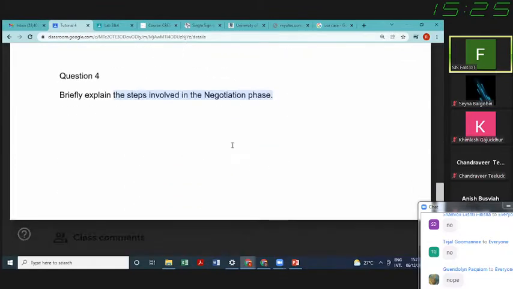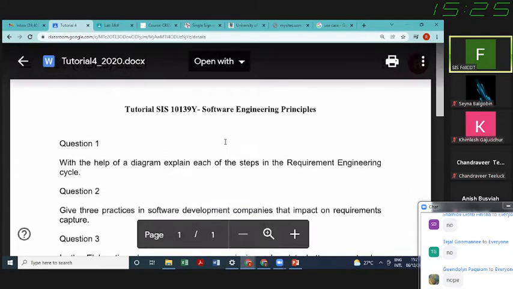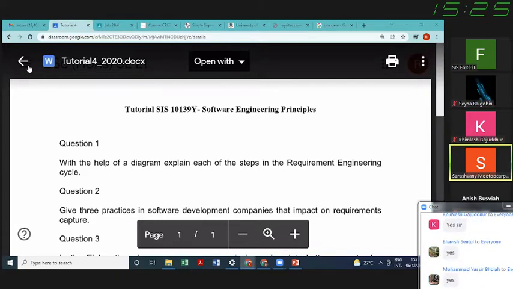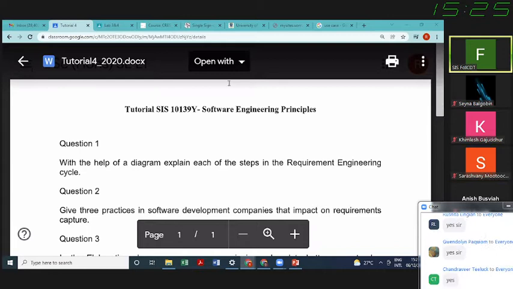And question number 4. So can we meet tomorrow at 11? Okay, I will send you a mail, all of you. 11 a.m. we correct the question. Is it okay for everyone? 11 a.m. everyone, we meet, we correct this question.